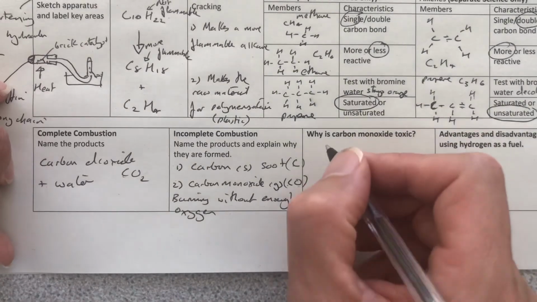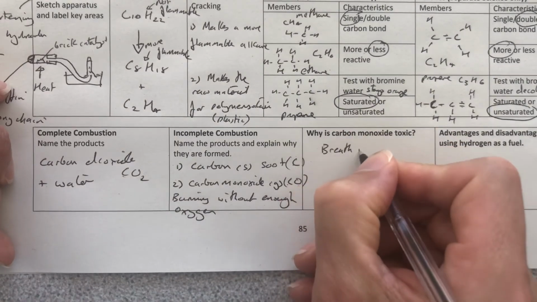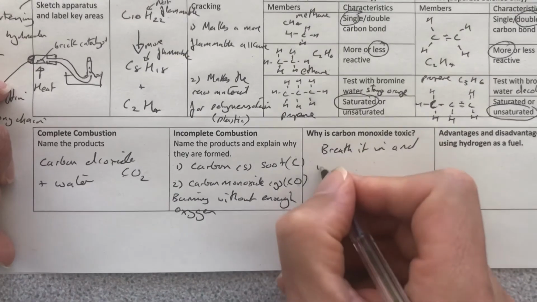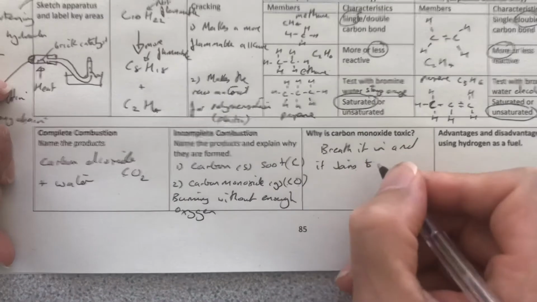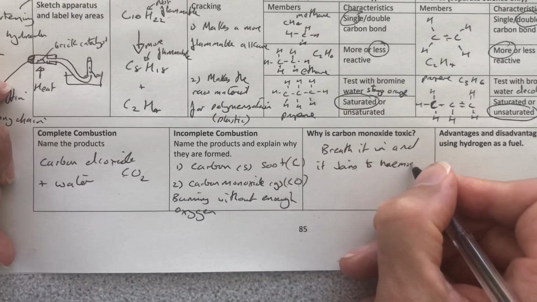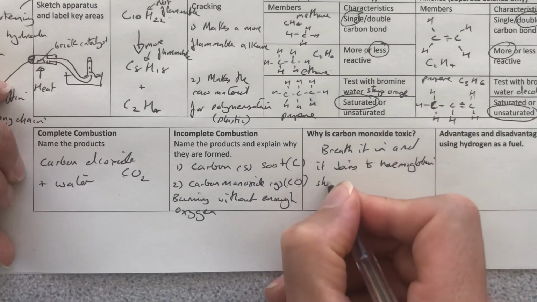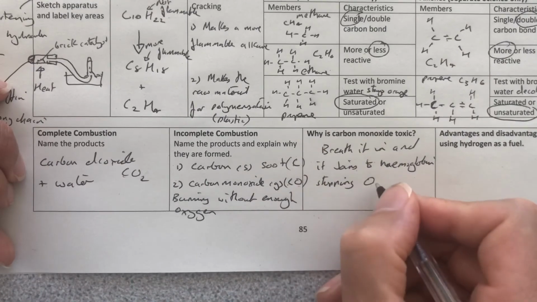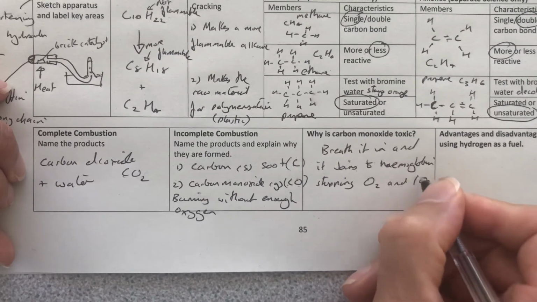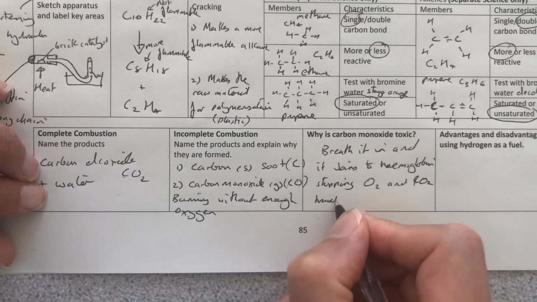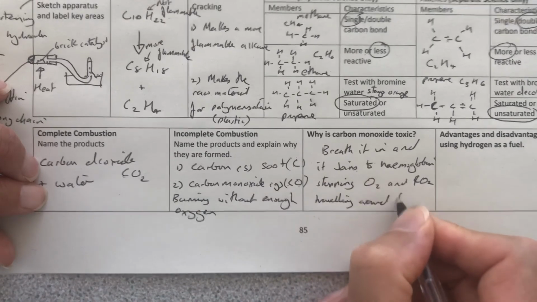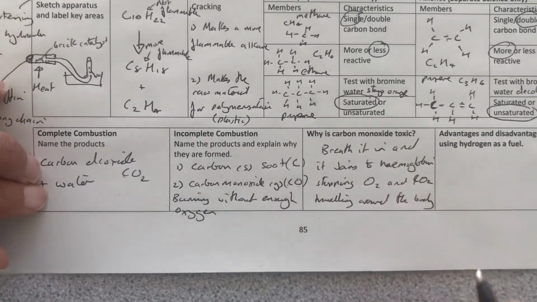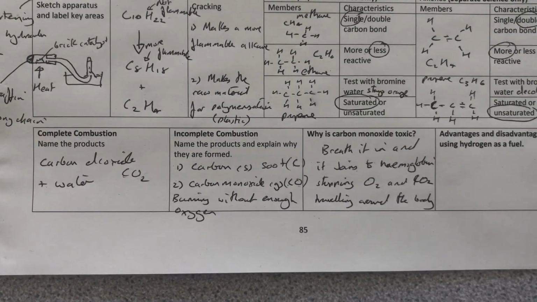Why is carbon monoxide toxic? Okay, breathe it in and it joins to hemoglobin. Hemoglobin is in the red blood cells. Stopping oxygen and carbon dioxide travelling around the body. Normally we breathe in oxygen, hemoglobin takes it to our cells where it's needed. It hops off the hemoglobin there and carbon dioxide joins, and then your bloodstream takes that back to your lungs and you breathe it out. Okay, carbon monoxide joins that hemoglobin and doesn't let go.